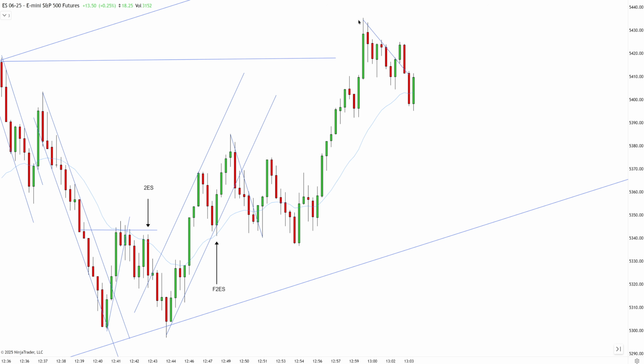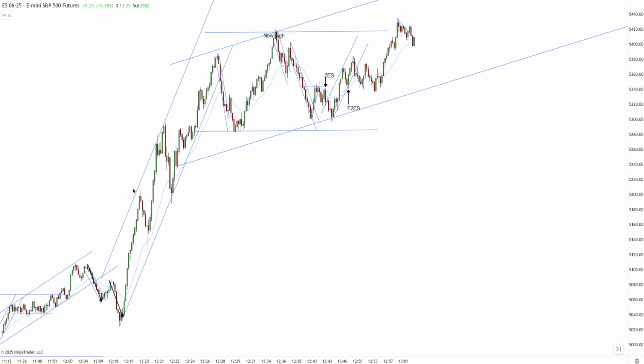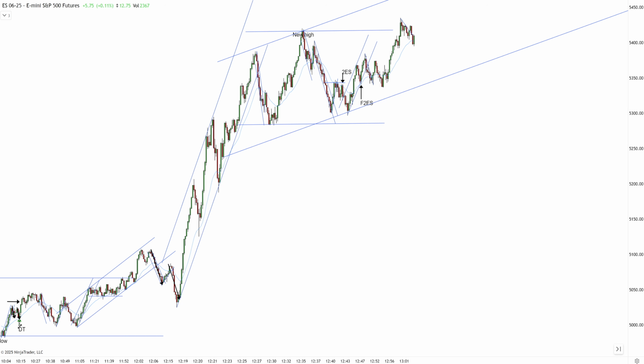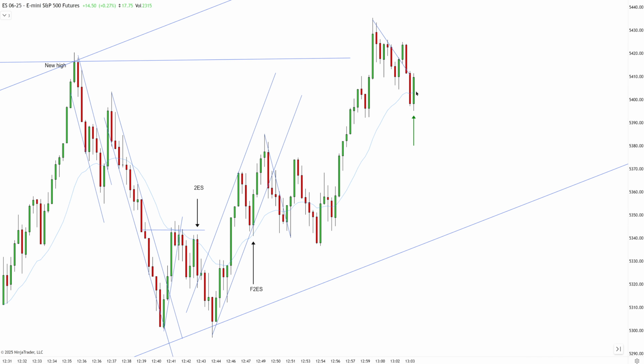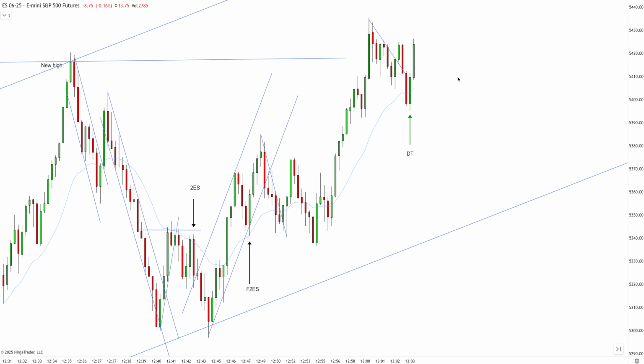Okay, we have another first entry long, second entry long far from the EMA, so we have a double trap again, just like we had a double trap here. You can see right here. So once you have a second entry long far from the EMA and you want to go long, if the EMA holds and the double trap closes above the EMA, this is a good sign that traders got trapped and we can go long.